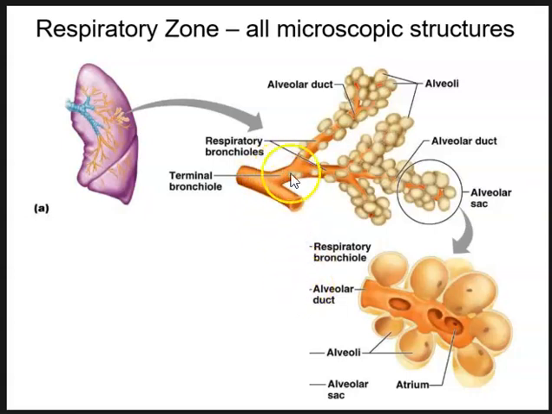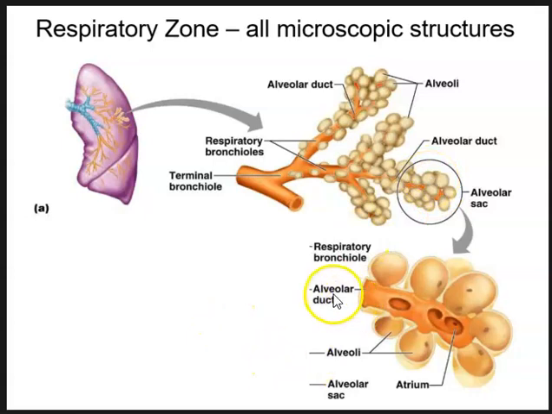So the terminal bronchioles, again, this is where the conducting zone basically ends, and the respiratory bronchioles, this is where the respiratory zone begins. So the respiratory bronchioles will then form alveolar ducts, and from the alveolar ducts towards the end, you will see sacs of alveoli called alveolar sacs.